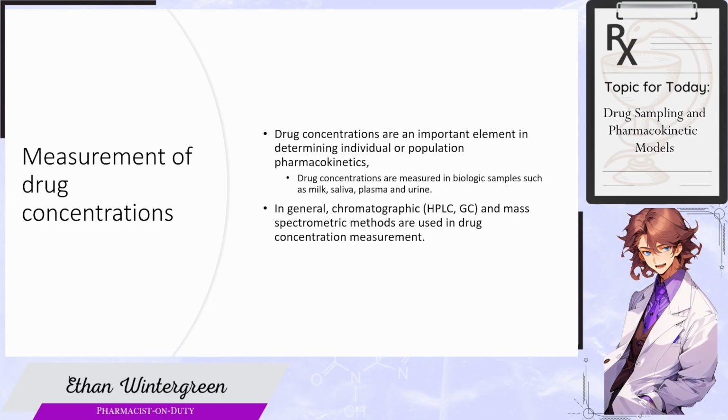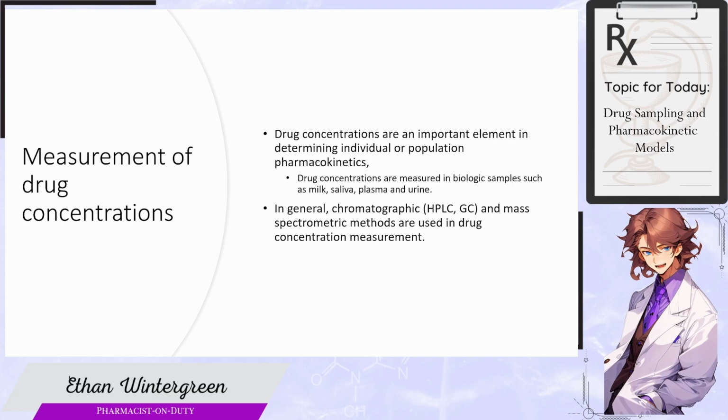So in measurement of drug concentrations, these are an important element in determining individual or population pharmacokinetics. In particular, these are important for getting measurements of levels in our patients or in our population to establish kinetic parameters. So drug concentrations are measured in biological samples such as milk, saliva, plasma, and urine. So these are the most common sources of our drug concentrations in the body. And in general, chromatographic and mass spectrometric methods are used in drug concentration measurement.